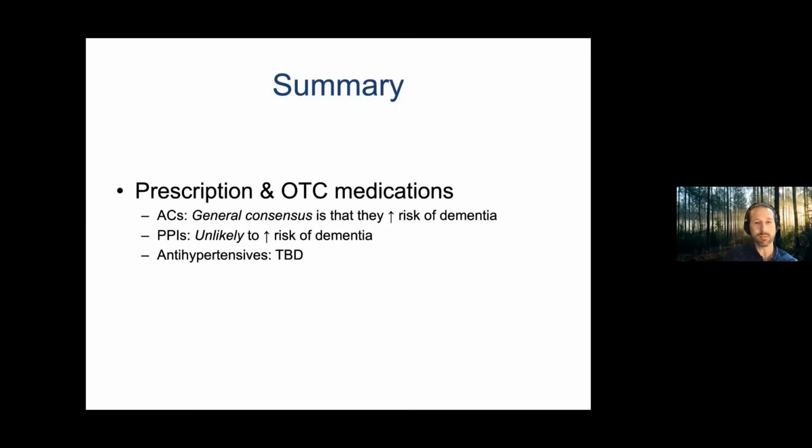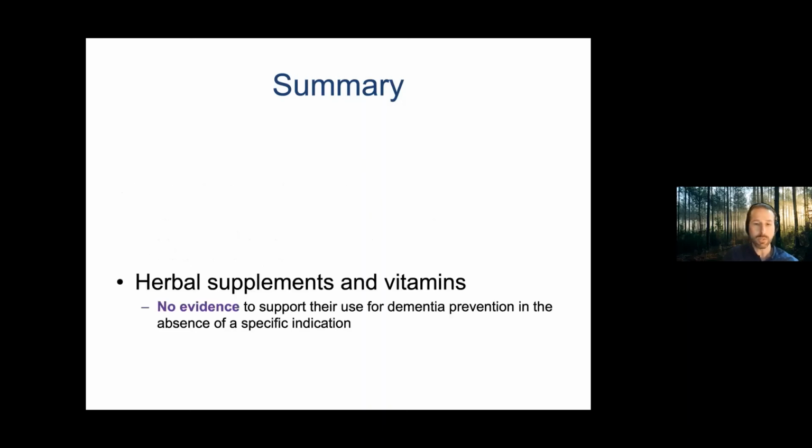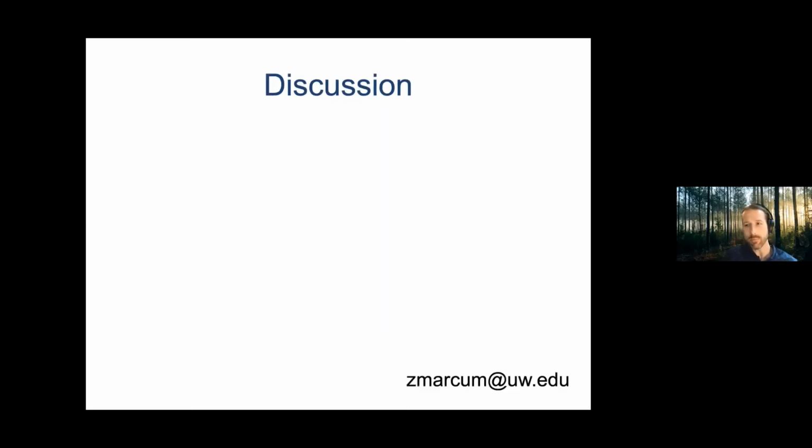And for antihypertensives, I think there's still a lot of work to be done to see whether there are certain subclasses that could reduce the risk of dementia, and then getting to the point where we could actually recommend specific strategies. And for herbal supplements and vitamins, there's simply no evidence to support their use for dementia prevention in the absence of a specific indication or nutritional deficiency. So I will stop there and open it up for discussion.